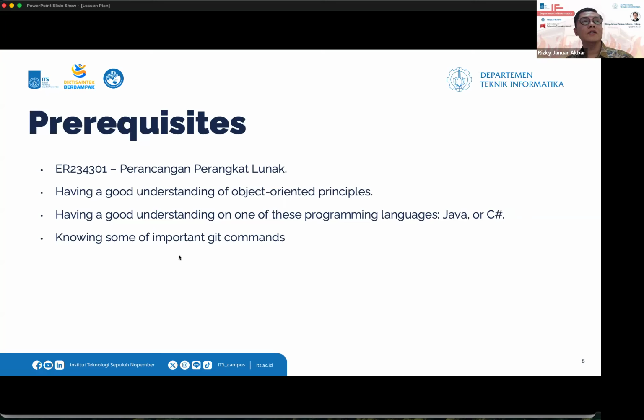And git commands, yeah, knowing some of the important git commands. I think you're already familiar with git commands, at least, because you have taken my object oriented class and I used git in that class, so I think you are already familiar with git.